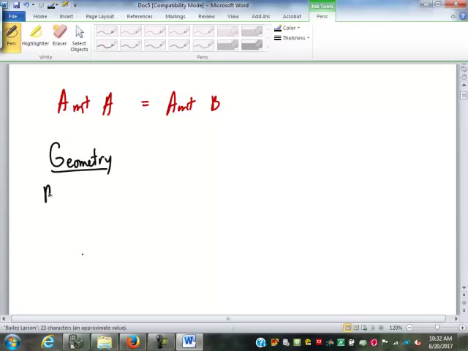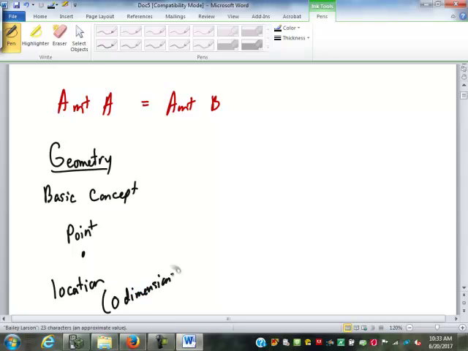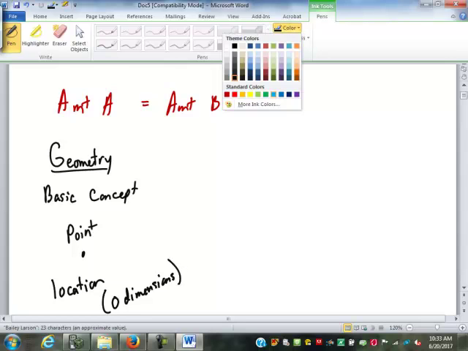The most basic concept in geometry is this thing right there. It's just a point. And all it does is indicate a location. It has 0 dimensions. Well, since I told you it has 0 dimensions, I should probably talk about what a dimension is for just a second.